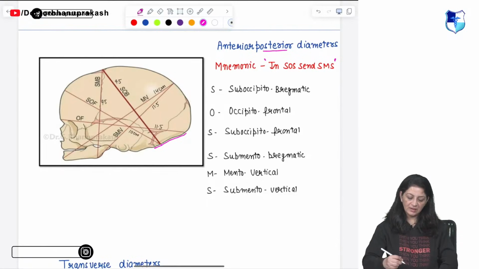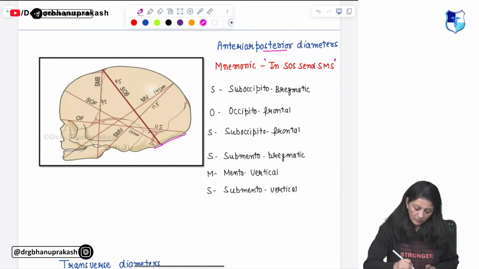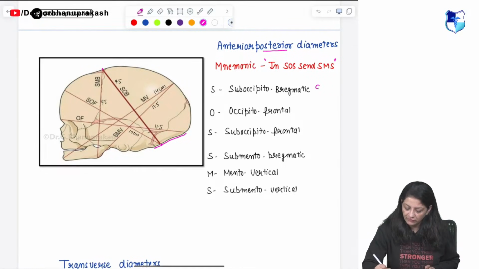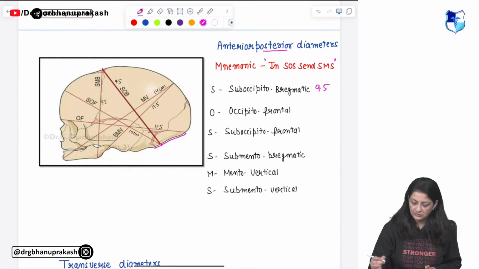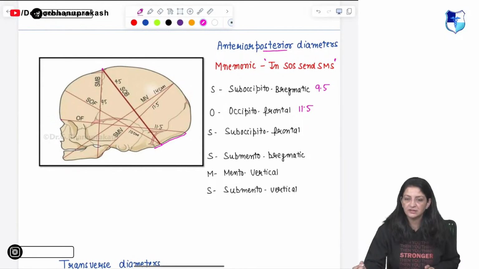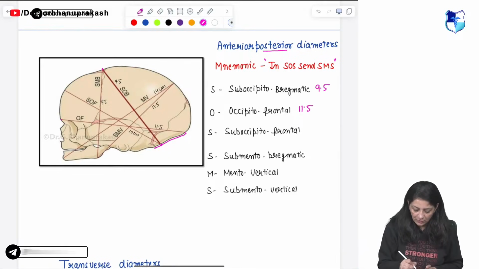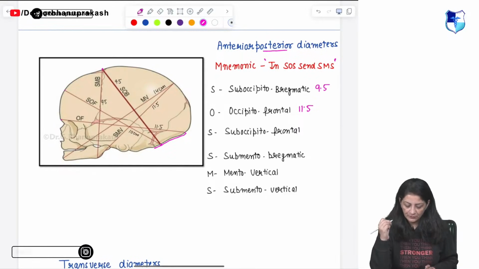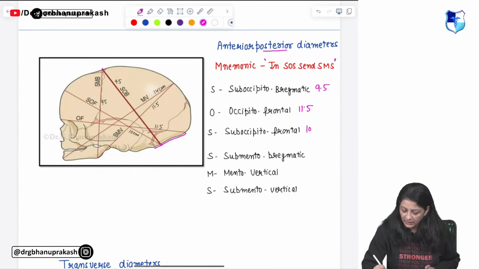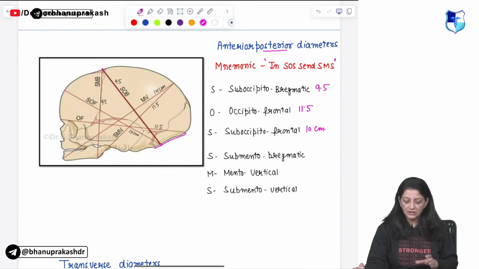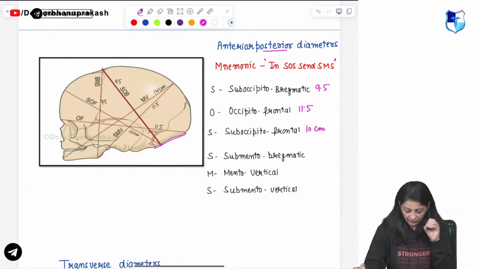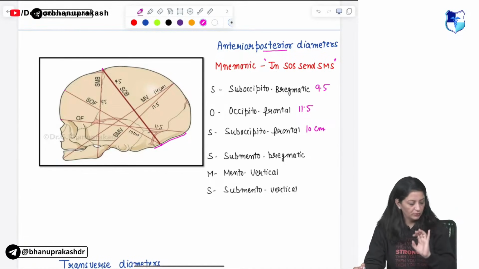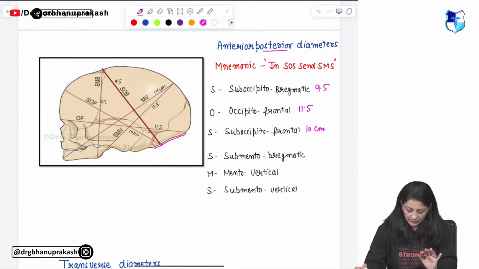The suboccipitobregmatic diameter is 9.5 centimeters. Occipitofrontal is around 11.5 centimeters. Then the suboccipitofrontal is around 10 centimeters. So these are the diameters that we measure from the occiput: suboccipitobregmatic, occipitofrontal and suboccipitofrontal.